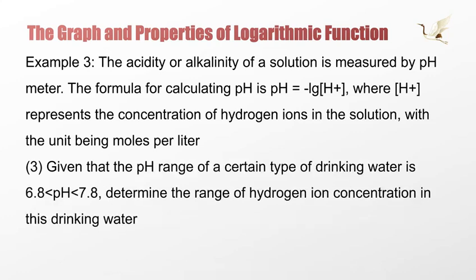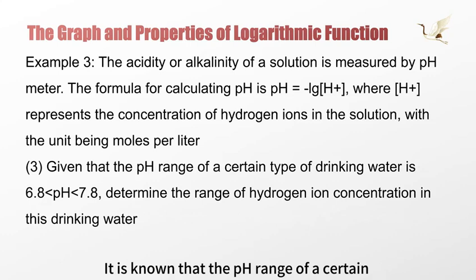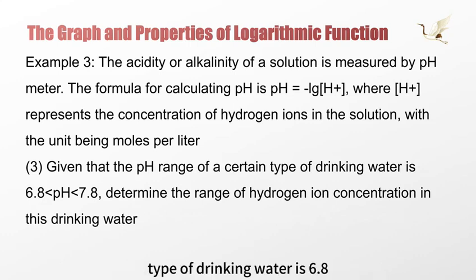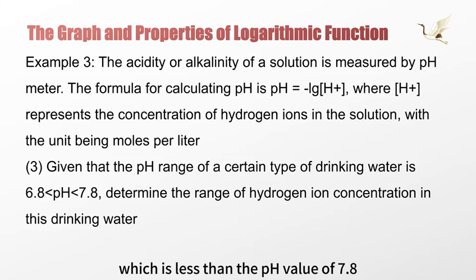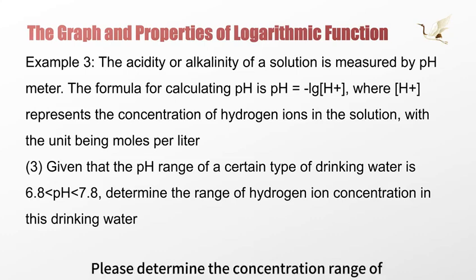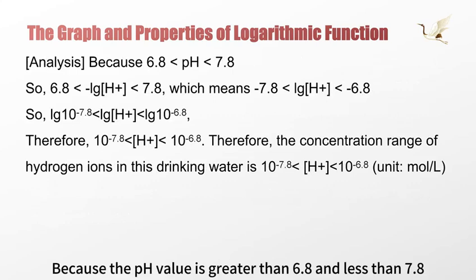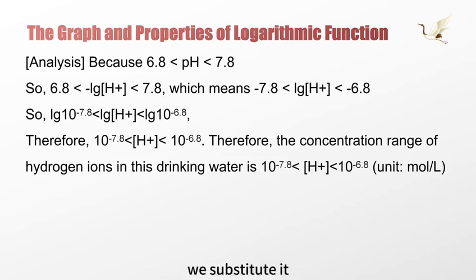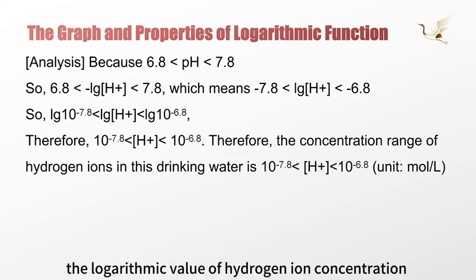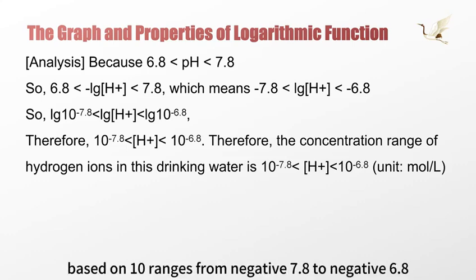The third question. It is known that the pH range of a certain type of drinking water is greater than 6.8 and less than 7.8. Please determine the concentration range of hydrogen ions in this type of drinking water. Different from the second question, this is the opposite question. Because the pH value is greater than 6.8 and less than 7.8, we substitute it. Please take a look. The logarithm of the hydrogen ion concentration with base 10 ranges from -7.8 to -6.8.